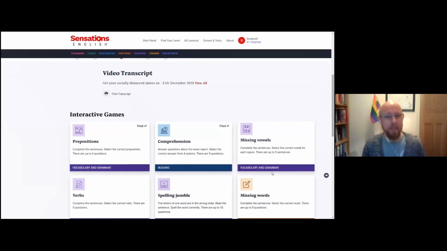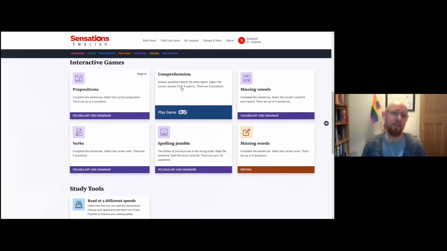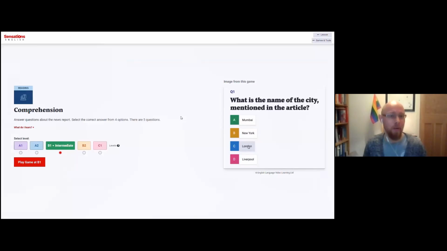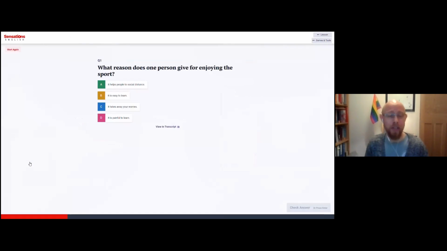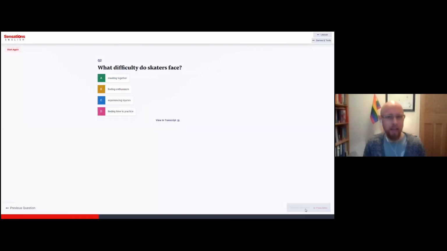And then if we go down, there's the interactive games. And the first thing I'm going to do is do the comprehension activity. So there's always a 5-question comprehension activity for each level of the video. And you can see the questions here at B1. They're pushing learners. What reason does one person give for enjoying the sport? And so they're pushing learners to think about and find that information.